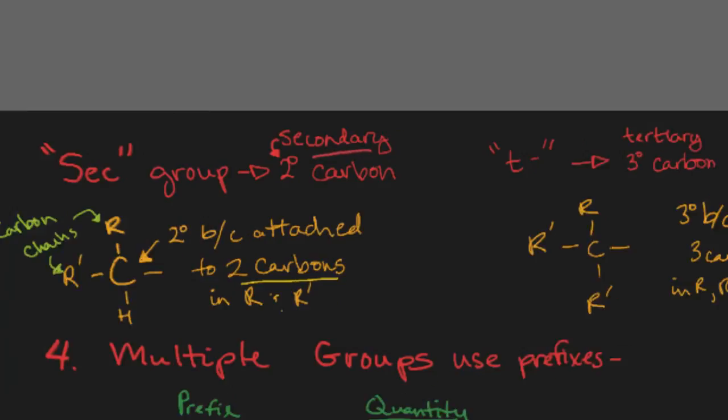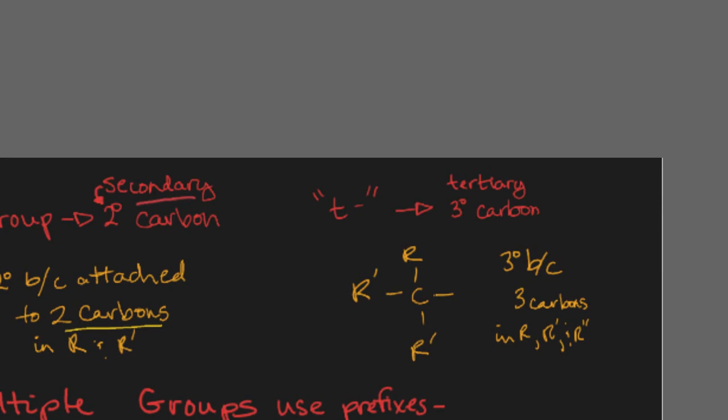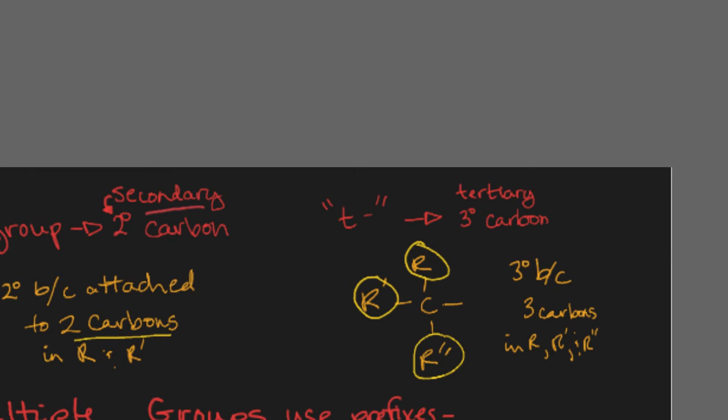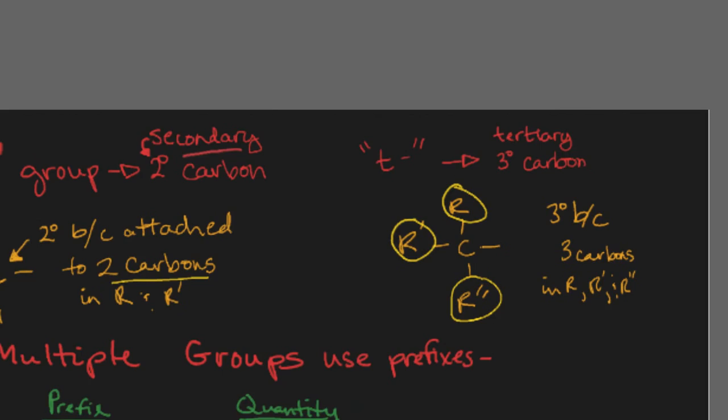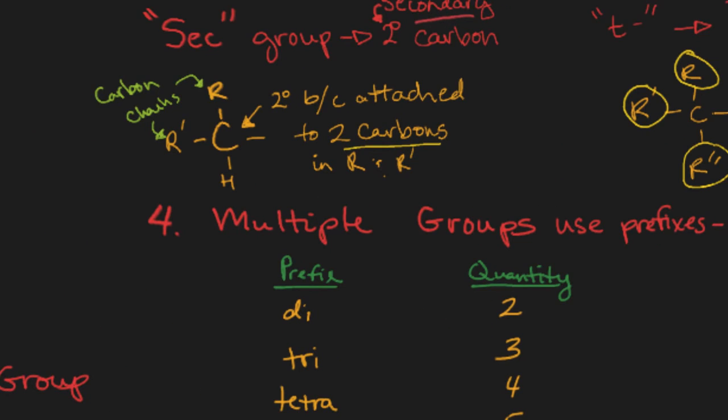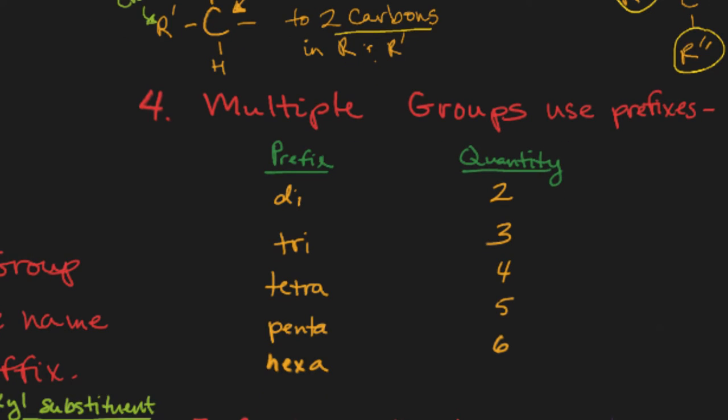Then there's the tertiary group, t-butyl. Basically there are 3 carbons attached, 1, 2, 3, and technically I should have a double prime there. Sorry. That's the t-butyl, or in this case it would be a butyl group. And if you have repeats of prefixes, let's say you have 2 methyl groups, it would be di. If you have 4 ethyls or 4 bromines, it'd be tetrabromo.